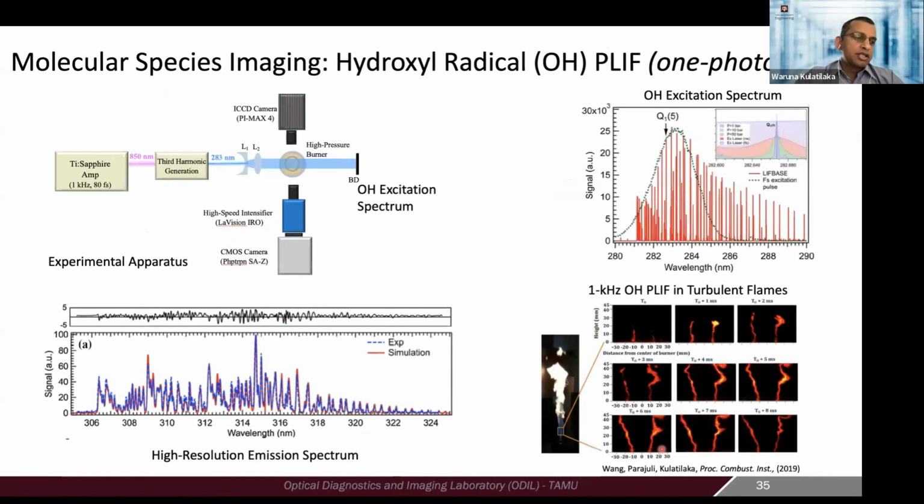Okay, so extending this into our second molecule, which is hydroxyl, again one of the most interesting and sought after species in combustion. In this particular case, we do single photon excitation. We call it one photon excitation because hydroxyl has these nice electronic transitions in the UV range, at 283 or 308 nanometers. So if we look at the excitation spectrum of OH hydroxyl, you have this large number of rovibrational transitions in this rotational transition, like Q1.